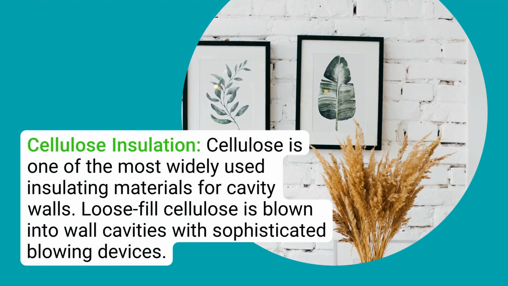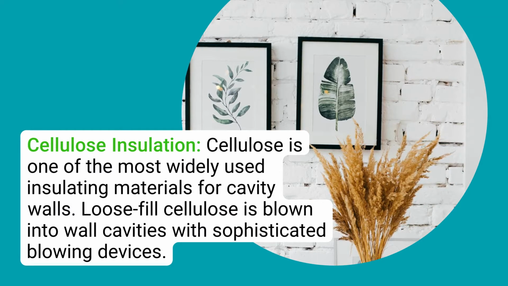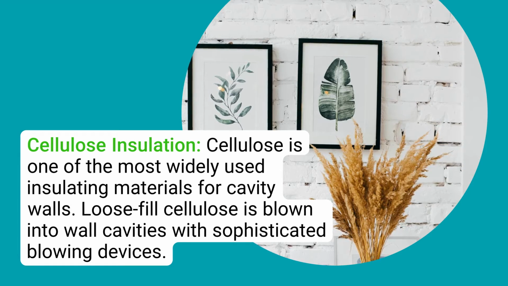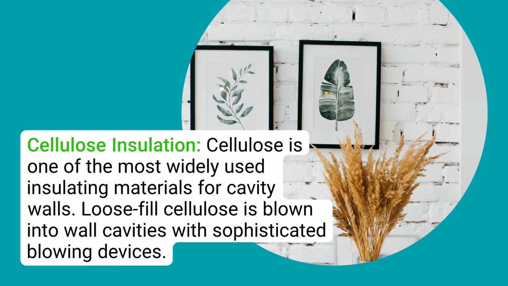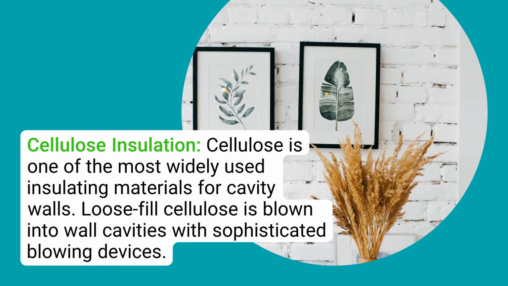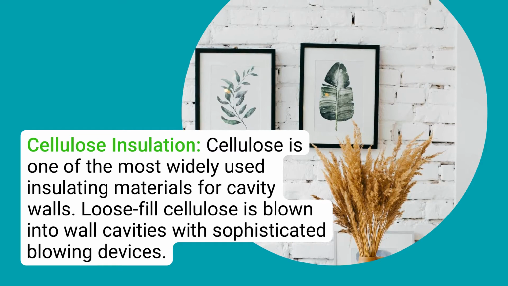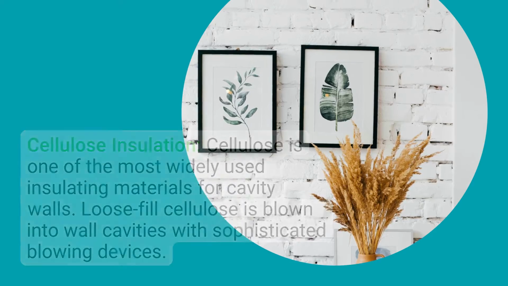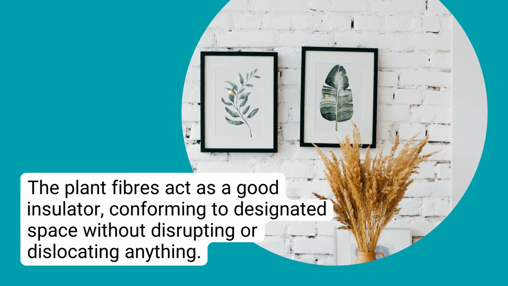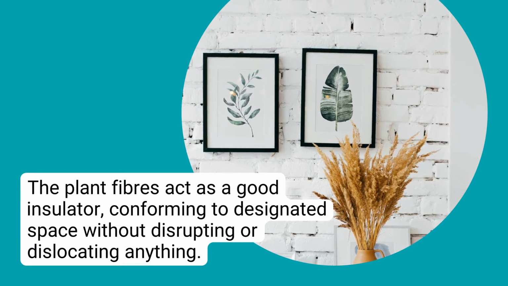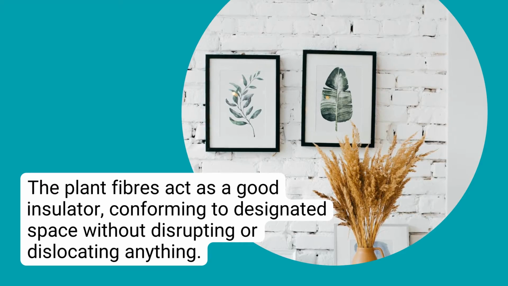Cellulose insulation. Cellulose is one of the most widely used insulating materials for cavity walls. Loose-fill cellulose is blown into wall cavities with sophisticated blowing devices. The plant fibers act as a good insulator, conforming to the designated space without disrupting or dislocating anything.